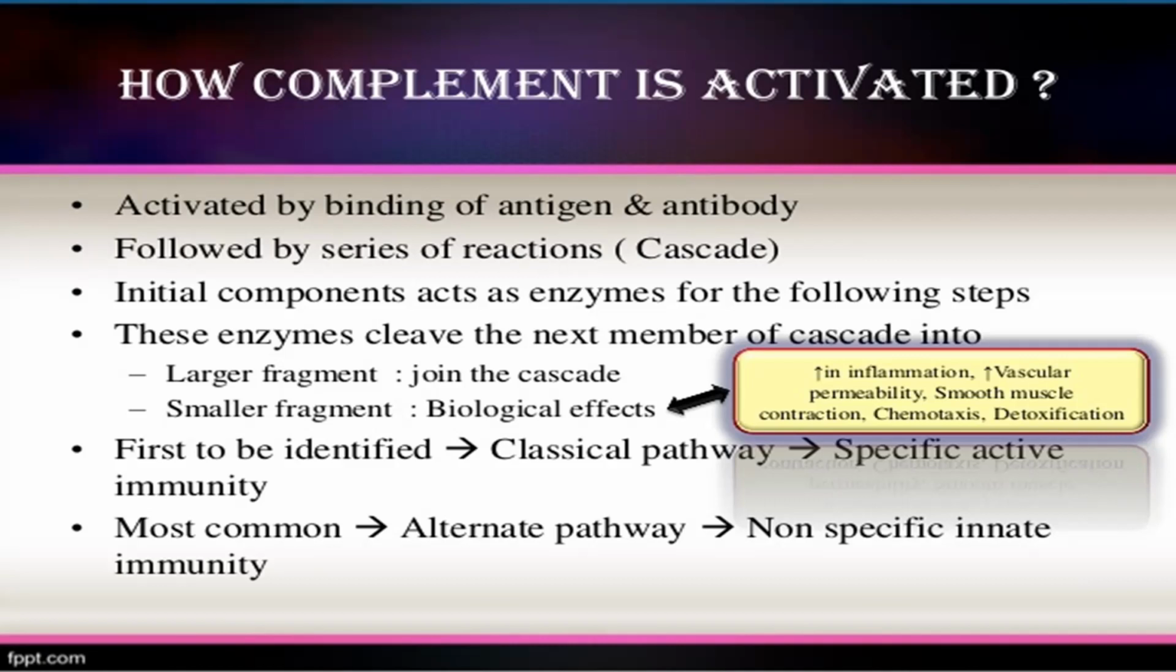The first to be identified was the classical pathway, specific active immunity. The most common is the alternate pathway, which is a non-specific innate immunity reaction.